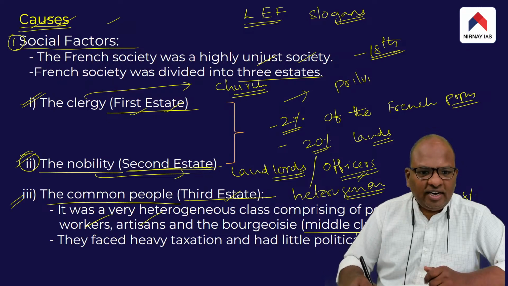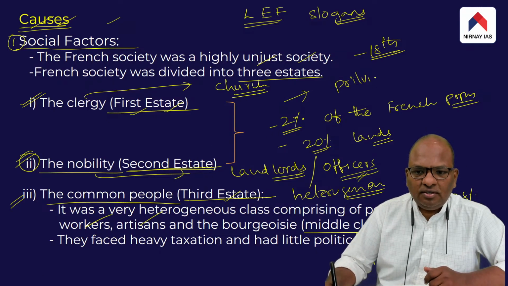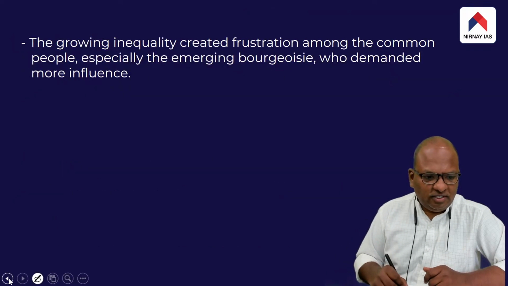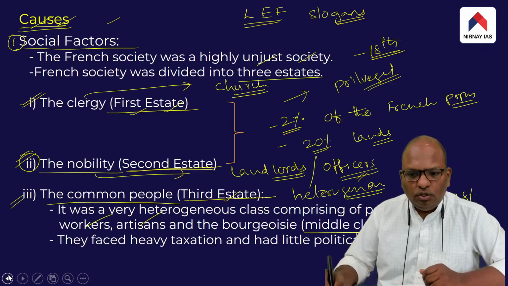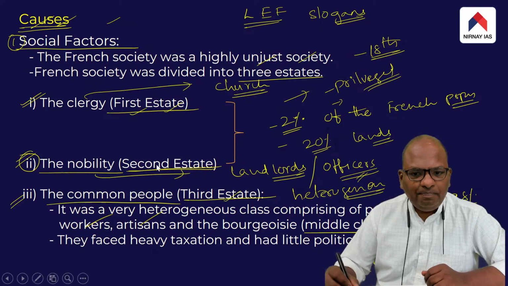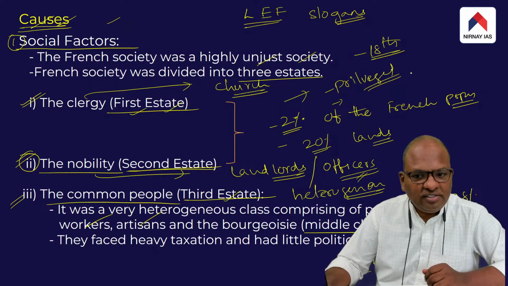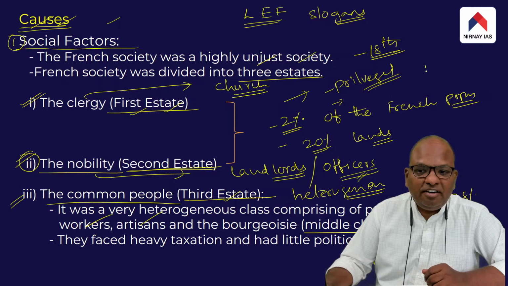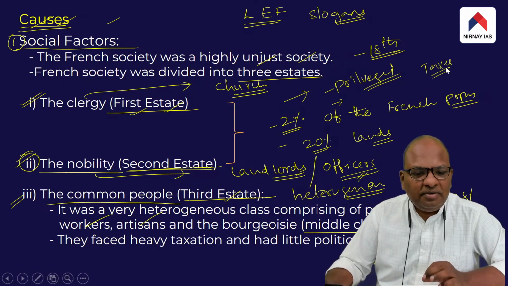The first and the second estate are also referred to as the privileged class. Just a minute, it is creating some problem. So basically, the members of the first and second estate are also referred to as the privileged class because they were exempted from taxes. They were basically exempted from paying taxes.